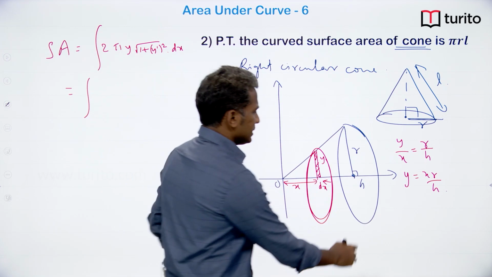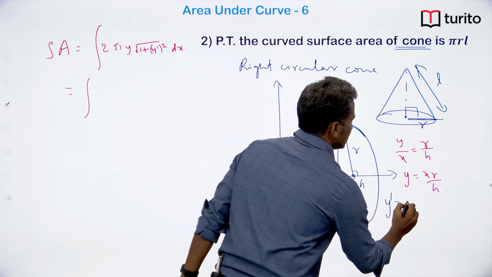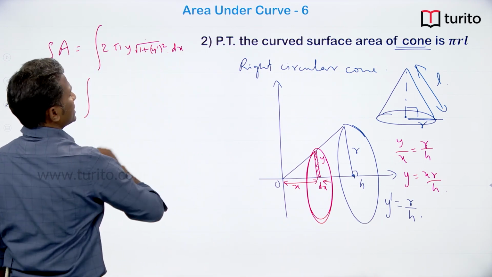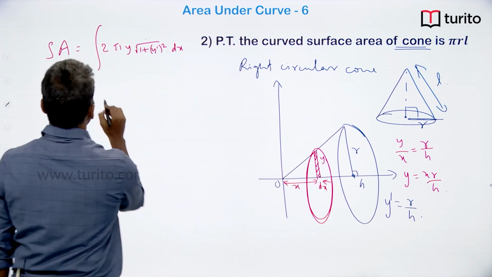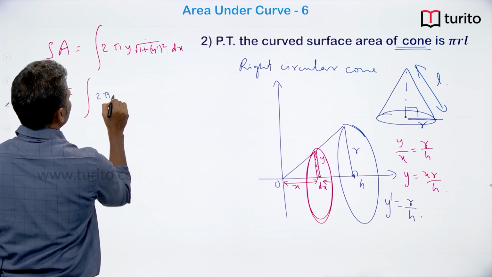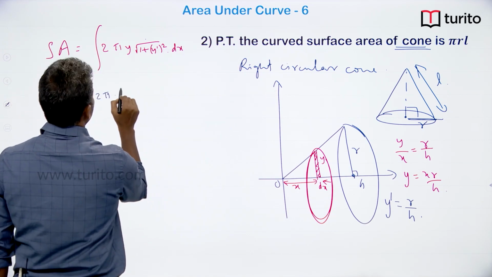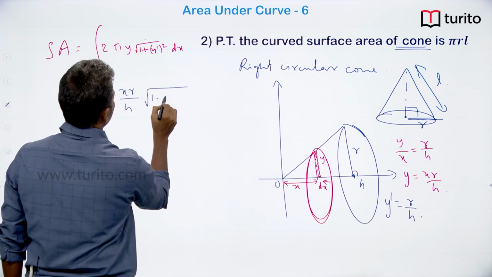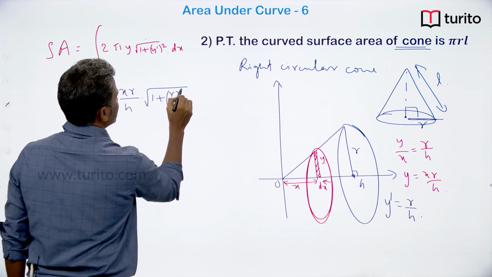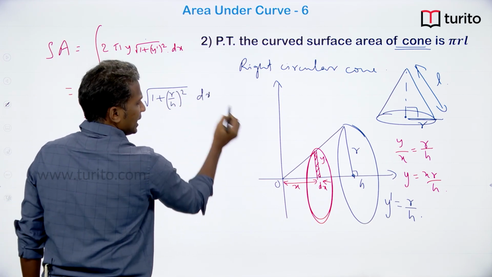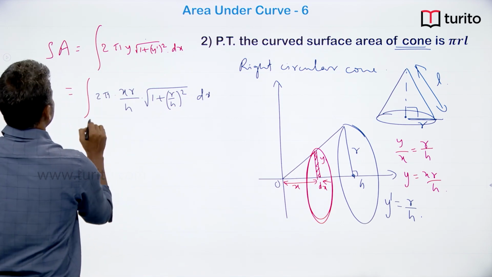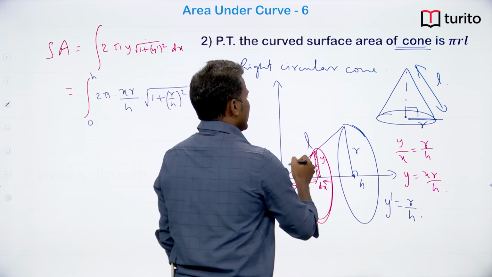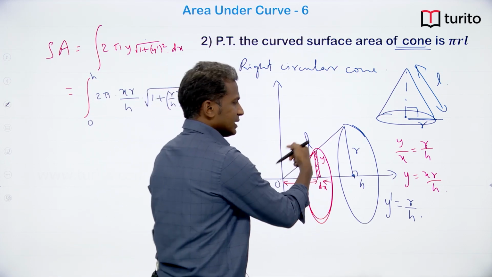Now when I differentiate it here, I will get y dash equal to r by h. So that means in place of this, I can straight away put that value. So what are we going to get? 2 pi into, in place of y, I can put x into r by h. In place of y dash, I am going to put r by h dx, and x is varying from 0 to small h. Okay. And we know that this slant length is L, slant height is L.